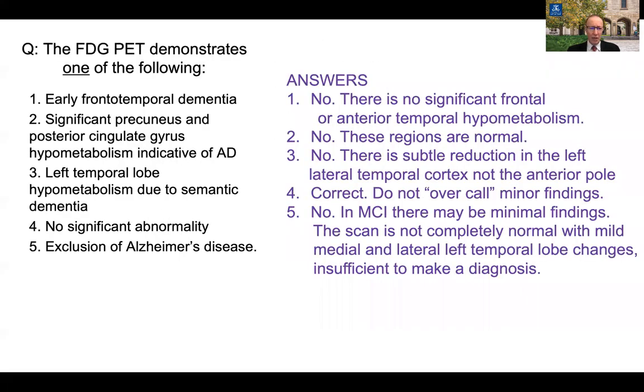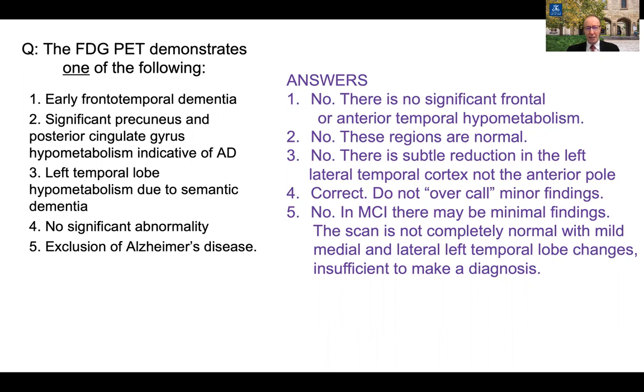Can we exclude Alzheimer's disease? Well, should the report say no significant abnormality? Well, yes, it should. You don't want to overcall minor findings, and I've been caught doing this. I thought somebody had the early stages of Alzheimer's disease, but they had an amyloid scan and it was negative. So you've got to be a little careful not to overcall minor findings. So I think the correct procedure in this particular case is to say the FDG PET is within normal limits.